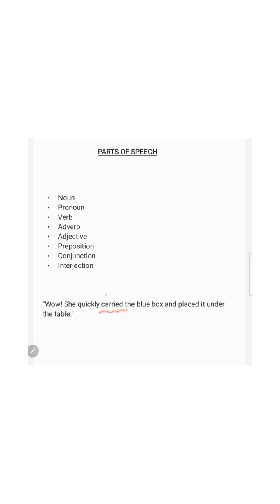Carried is the verb here. So how is the action carried out? It is done very quickly. So adverb, verb, and here we can see an article: a, an, and the are the articles. Then here again a noun. Box is the noun. So blue is the adjective. And is the joining word in this sentence, so it is the conjunction.